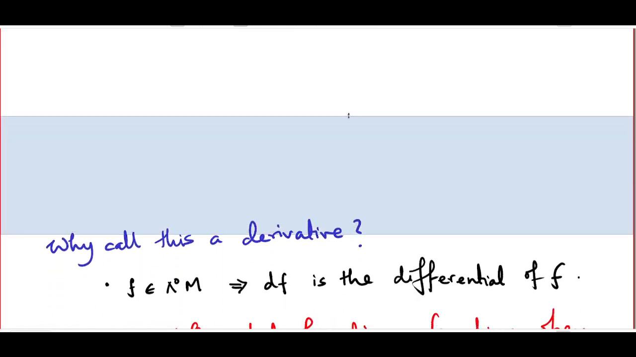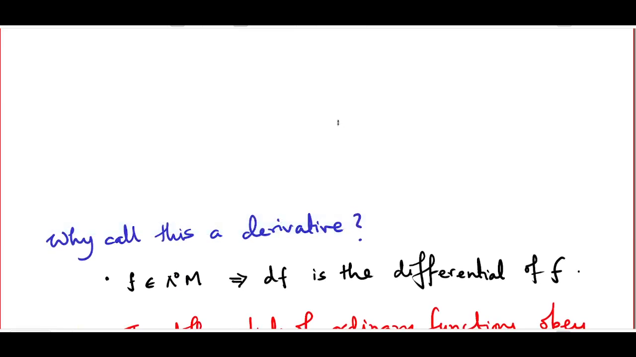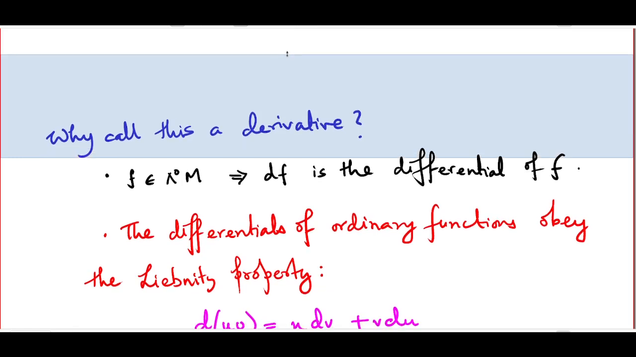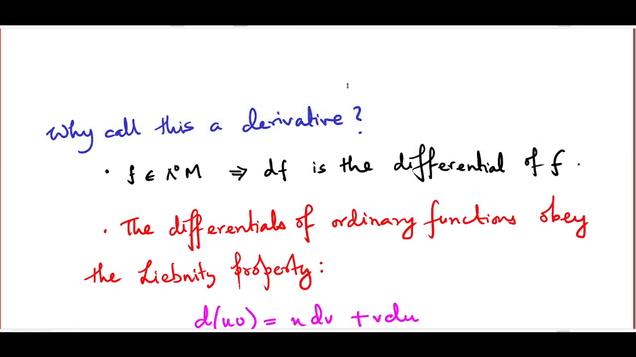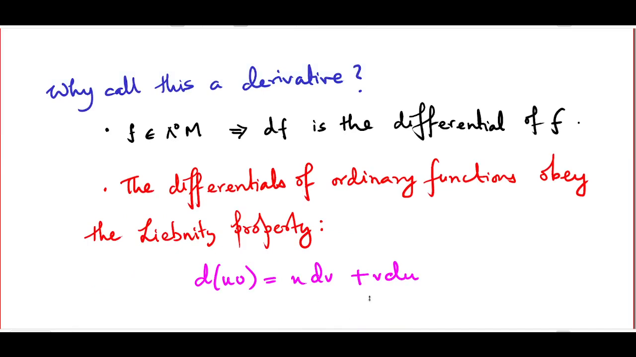So you might wonder whether this is why you call this the exterior derivative, just a derivative. Well, apart from this, you of course have the fact that if the form in question happens to be a 0 form, then df, the exterior derivative of a 0 form, is nothing but the differential of f. So in that case, the exterior derivative operator d plays exactly the same role as an ordinary differential operator. Well, as we have just said, the differentials of ordinary functions obey this property, which is called the Leibniz property.